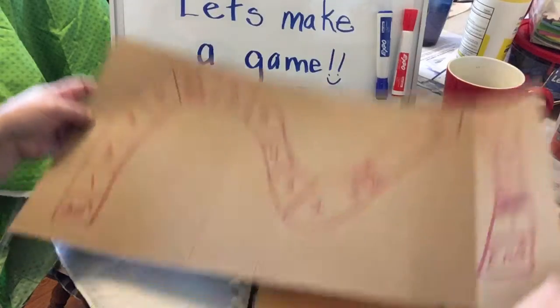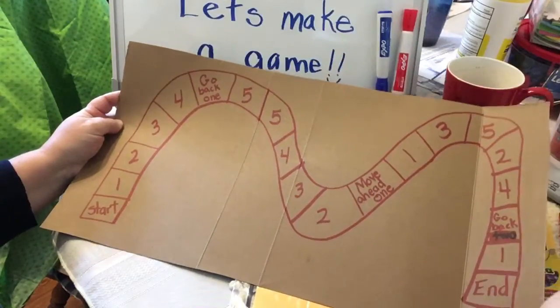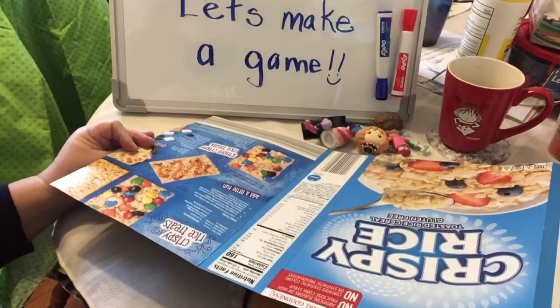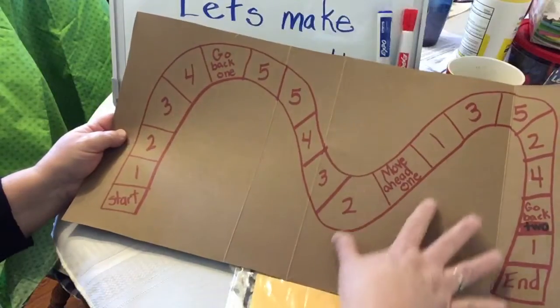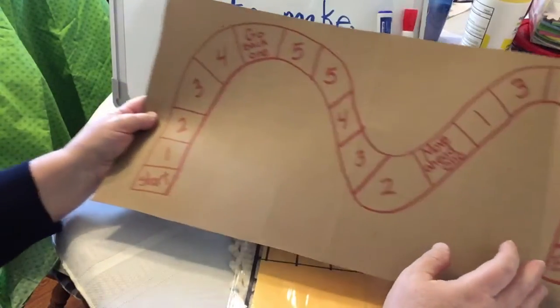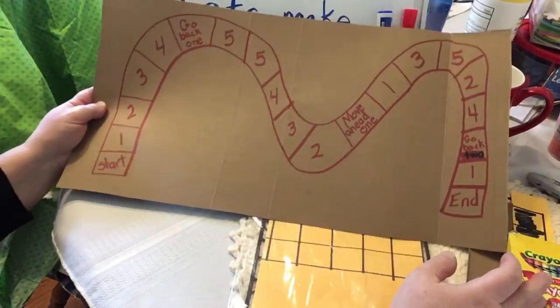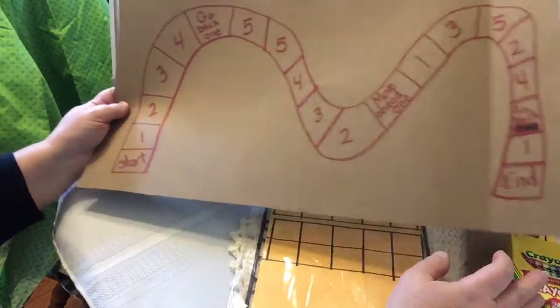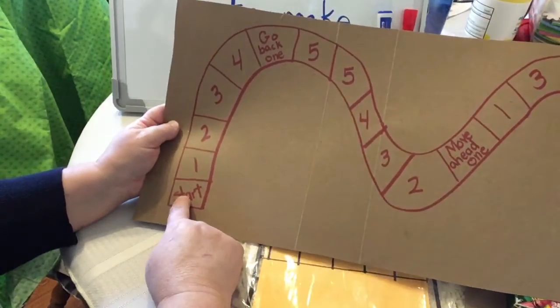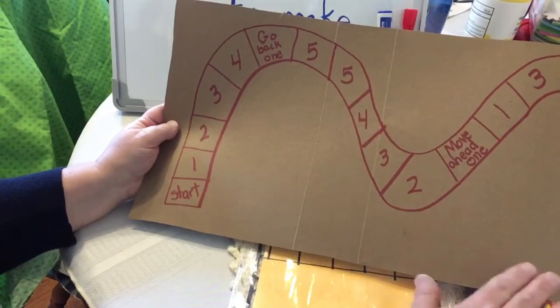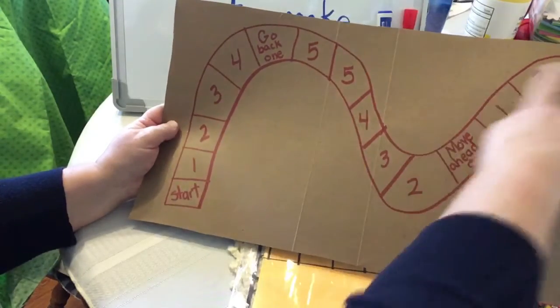And so what I did was I'm using things that you can find at your house. So I have an empty cereal box. I bet we've been going through a lot of those lately. And so I've got a cereal box here. And what I did was I made a little board. And I have a start. And I drew this with a marker, but you could use your crayons. And I drew my board.